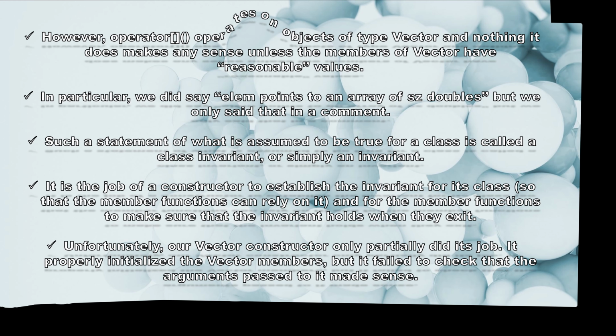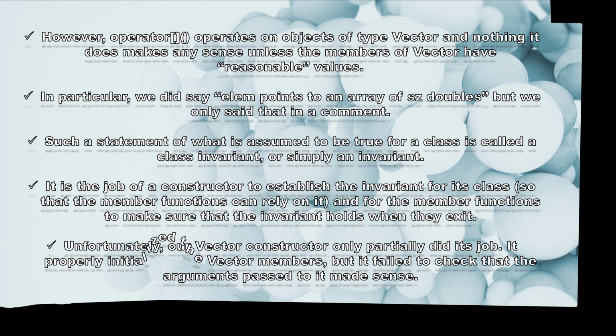However, operator[] operates on objects of type vector and nothing it does makes any sense unless the members of vector have reasonable values. In particular, we did say elem points to an array of sz doubles, but we only said that in a comment. Such a statement of what is assumed to be true for a class is called a class invariant, or simply an invariant. It is the job of a constructor to establish the invariant for its class, so that the member functions can rely on it. And for the member functions to make sure that the invariant holds when they exit.